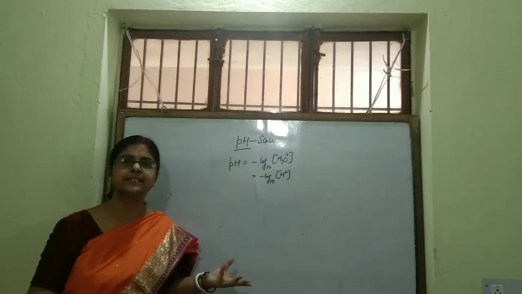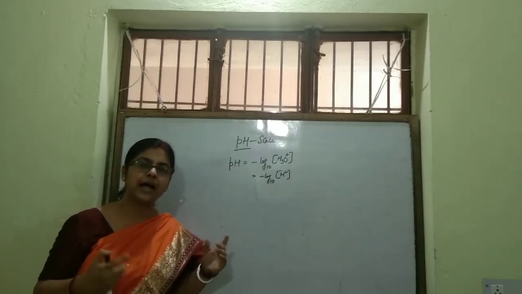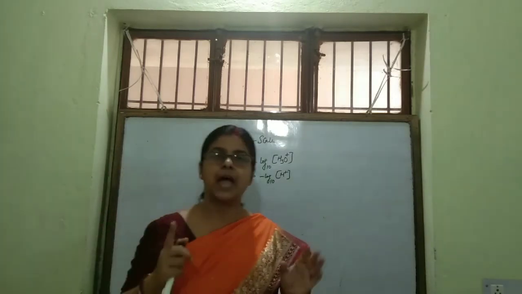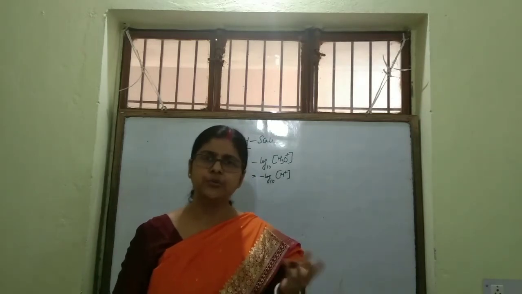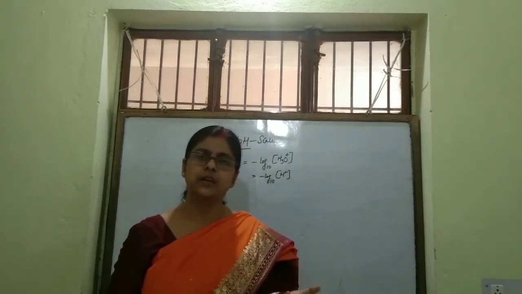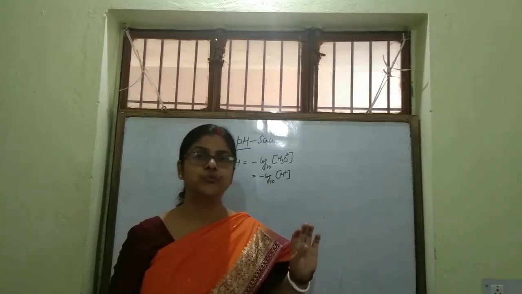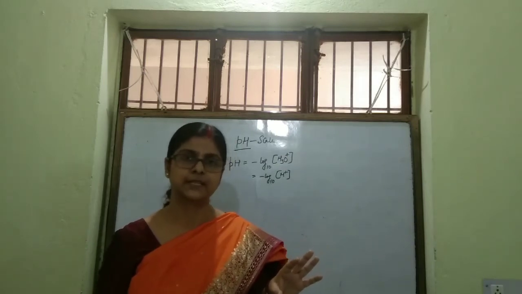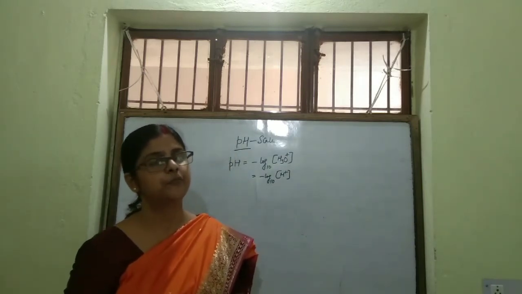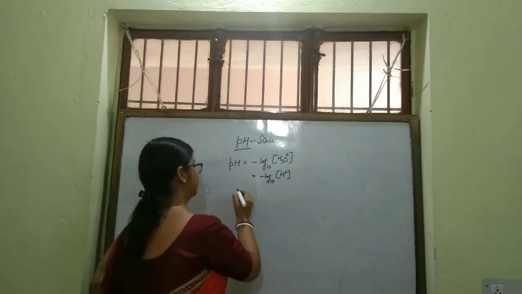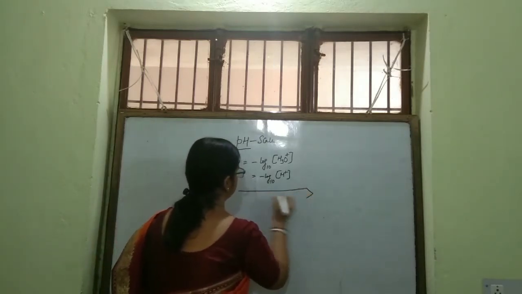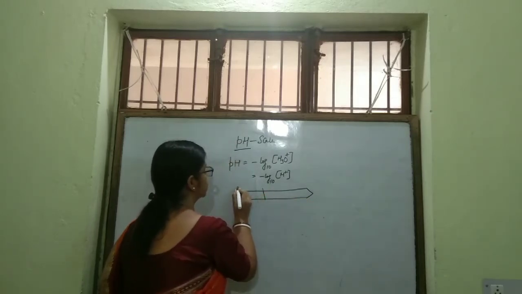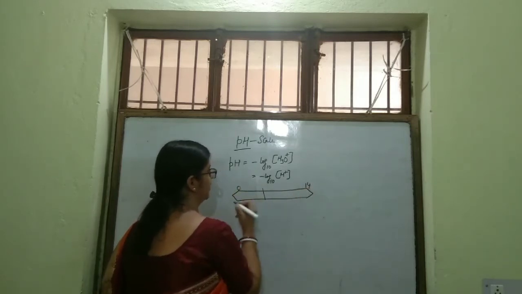Sorensen was one scientist. He has given the pH scale to find out the strength of acid and base. If you know the pH value, then you can know the strength of an acid or a base. So here I will discuss at first the pH scale. In the pH scale, it starts from 0 to 14.